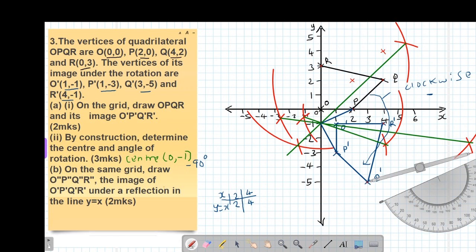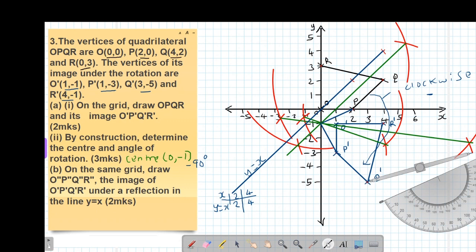Therefore, I'm going to draw our mirror line. The mirror line should pass through the points (2, 2) and (4, 4). So this is our mirror line. It should pass through these points (2, 2) and (4, 4). This is the mirror line that we are calling the line y equals x. We are required to reflect O prime, P prime, Q prime, and R prime through this line.